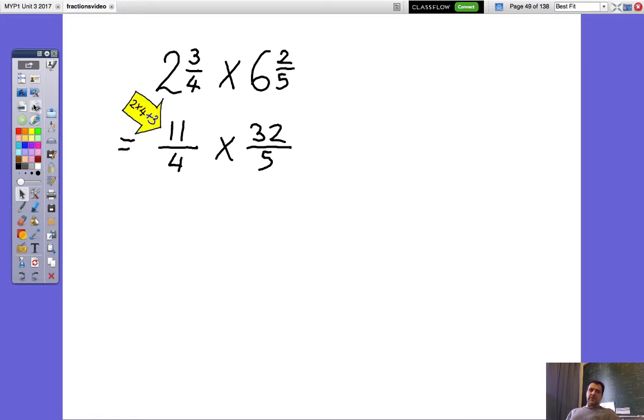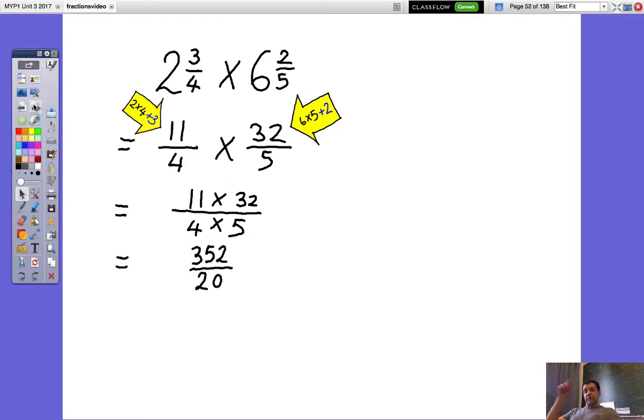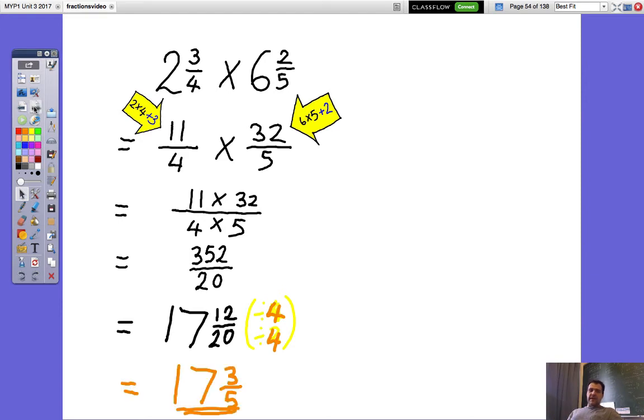Top times top, and there's that again. Top times top, bottom times bottom gives you 352 over 20. And then 20 goes into 352 17 times, with 12 left over. So that's 17 and 12 over 20. 12 over 20 I can simplify by dividing by 4 over 4. So that's the same as 17 3/5.